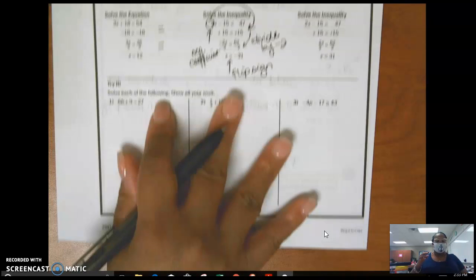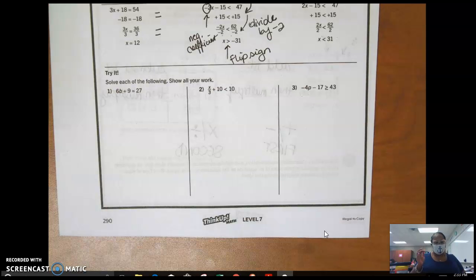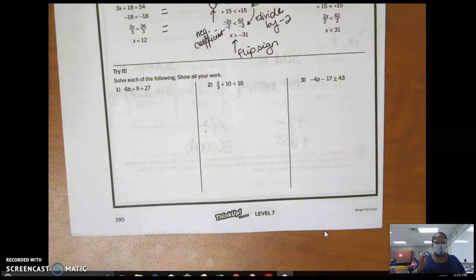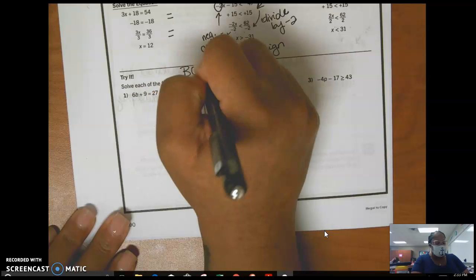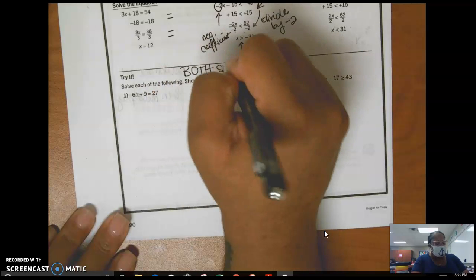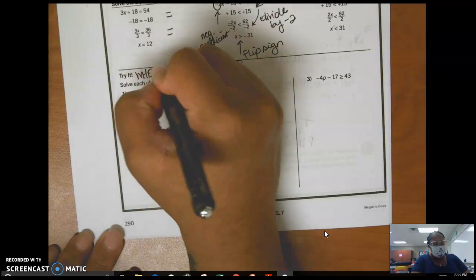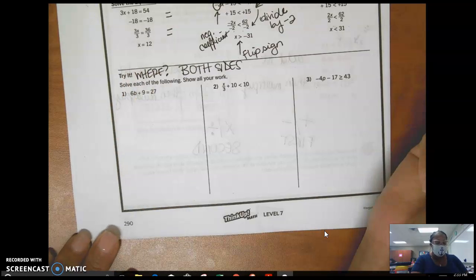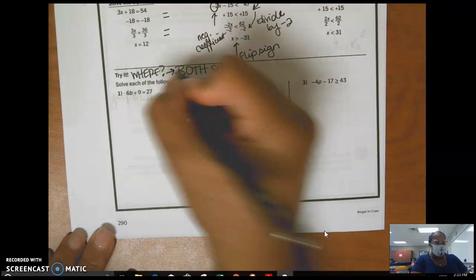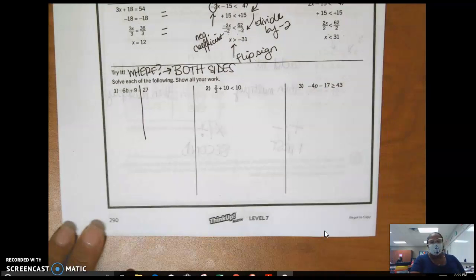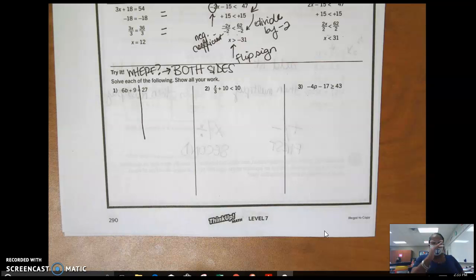Down here, this is where we put our lessons learned to use. I like to draw a river through the equal sign so that I know which side is left, which side is right. Do not forget that you must do this to both sides. So when I say where, you say both sides. Where? Both sides. Okay. Draw your river. It can be straight, it can be wavy, whatever.